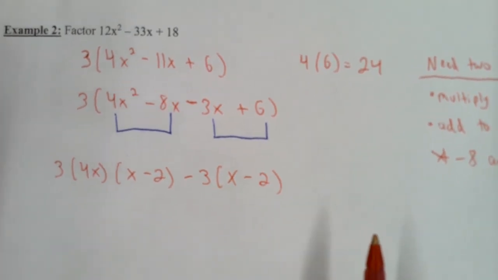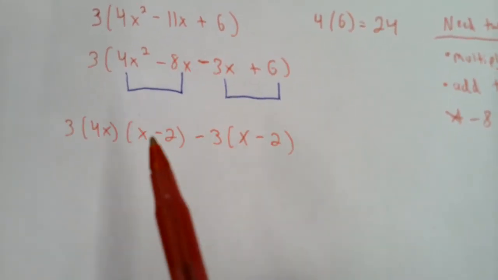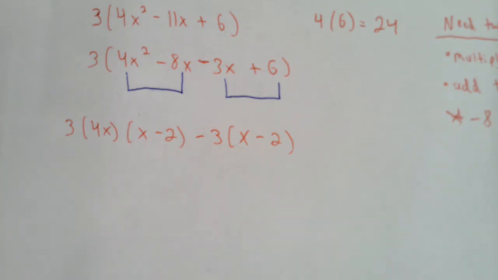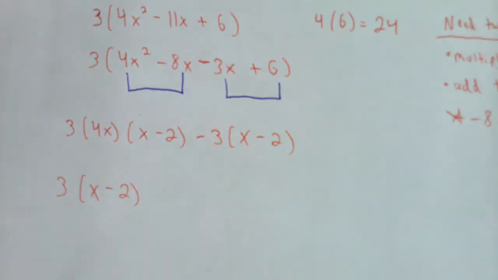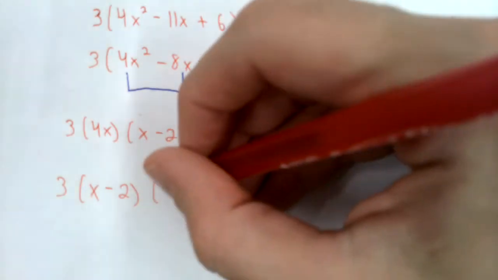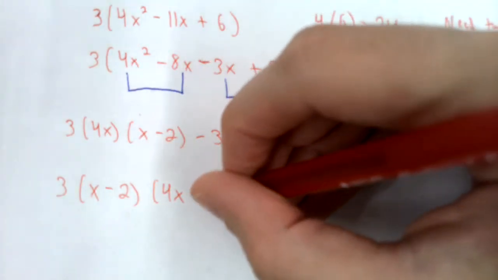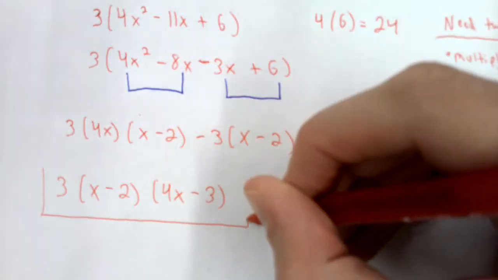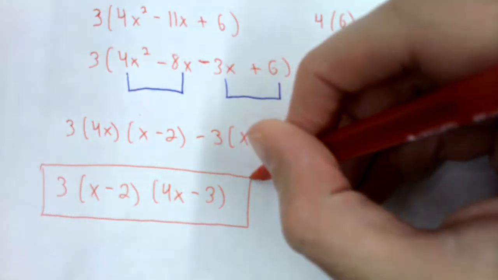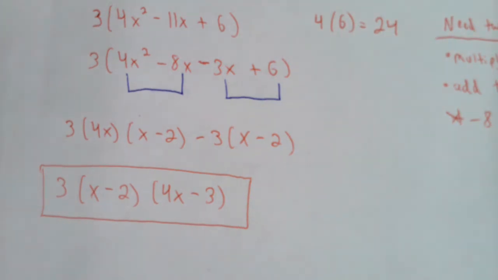Now the x minus 2 is in common. See that x minus 2 and that x minus 2, those are in common. So I'm going to factor that out. I'm still going to put that 3 first. So 3 comes first, then comes the x minus 2, and then everything left over. In this case, the 4x minus 3 comes at the end. And that is how you factor when the leading coefficient is not 1.